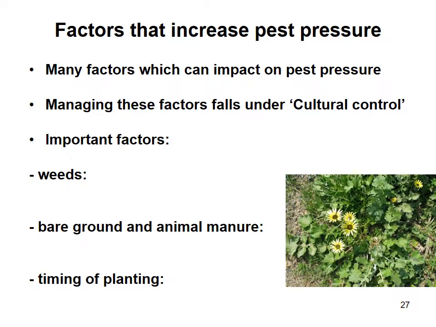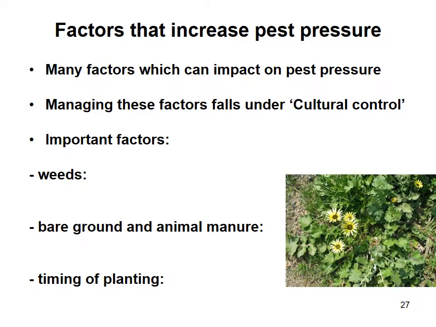Any crop or pasture has its own set of potential pests, and these of course vary from place to place. Managing these factors falls under the heading of cultural control, and we list some important factors here. Starting with weeds. The level of certain weeds over summer can actually increase populations of pests. So, for example, broadleaf weeds such as capeweed are a highly suitable host for red-legged earth mite, which will breed on it and lay summer dormant eggs. These will hatch after rainfall in autumn.